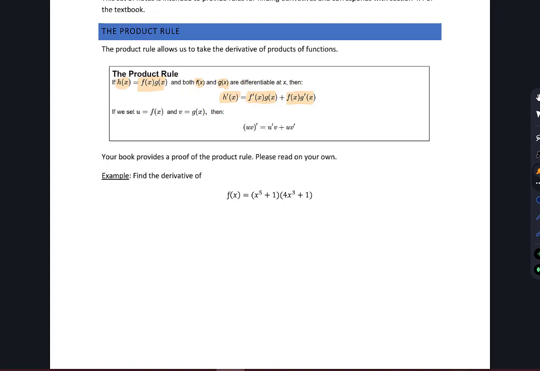We could use different letters there or in a different order. So the really important thing is not so much to remember that h prime is equal to f prime times g plus f times g prime, but more so to remember that if you have a function that's equal to the product of two other functions, then the derivative of that function is equal to the derivative of the first times the second function plus the first function times the derivative of the second. Another common notation that you'll see is to set the functions equal to u and v, and then we have the exact same rule here. And so I will use both of these types of notations so you can see what they look like.